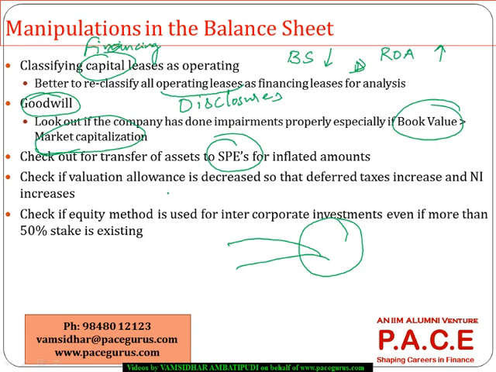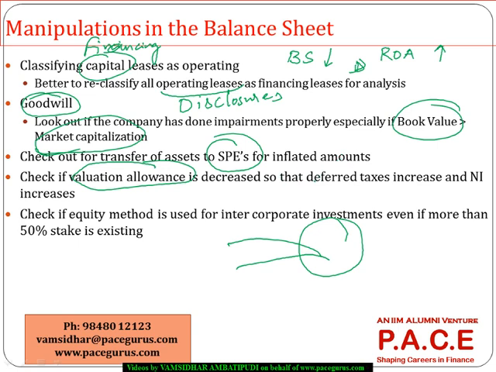The other thing that companies can typically do is play around with the valuation allowance. They decrease the valuation allowance associated with the deferred tax asset. If the valuation allowance is decreased, the deferred tax assets will go up, so this year's taxes are going to go down, which will increase the net income. Again, they can play around with that.